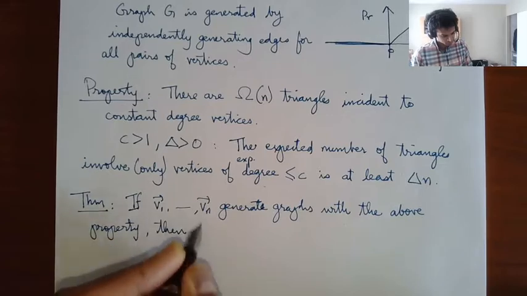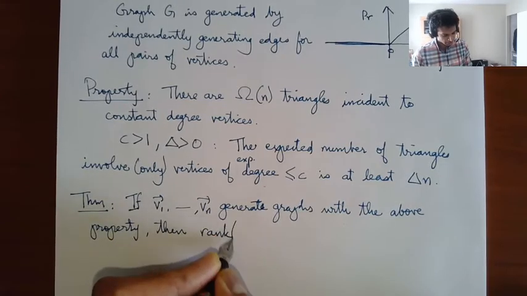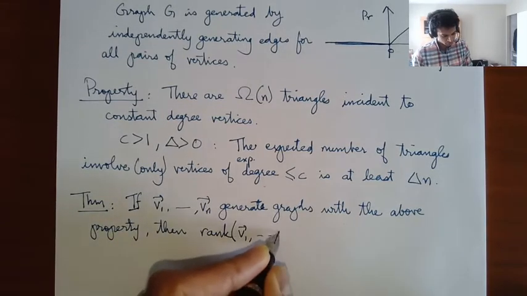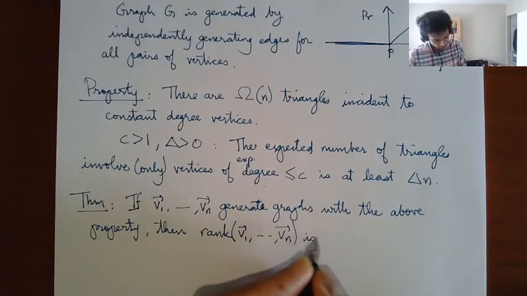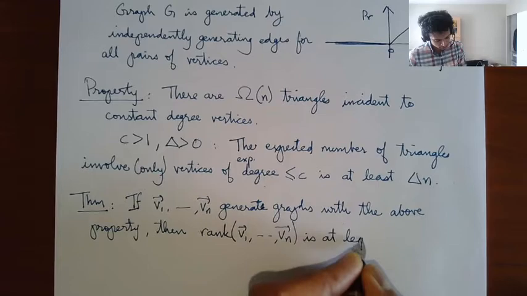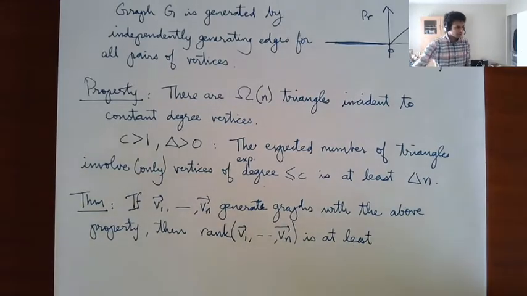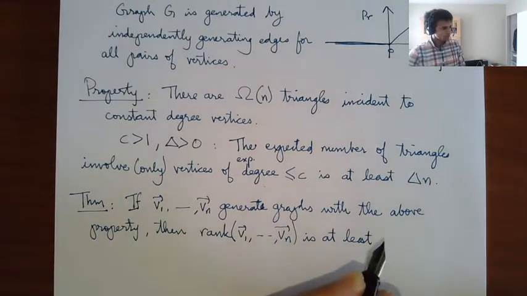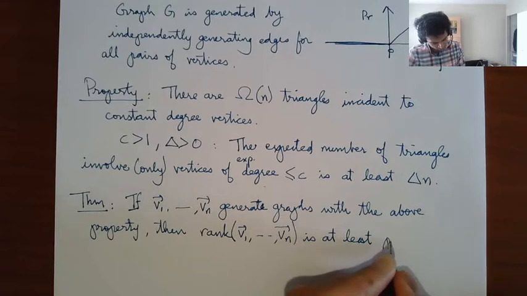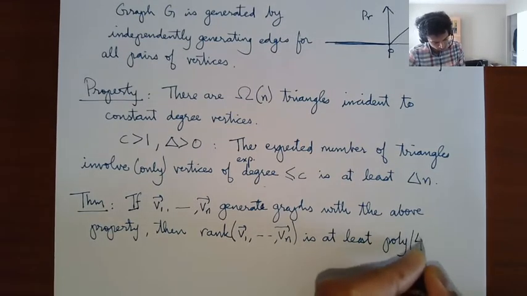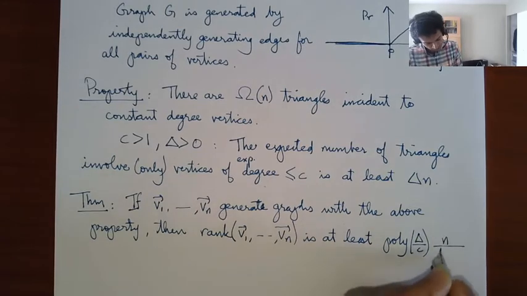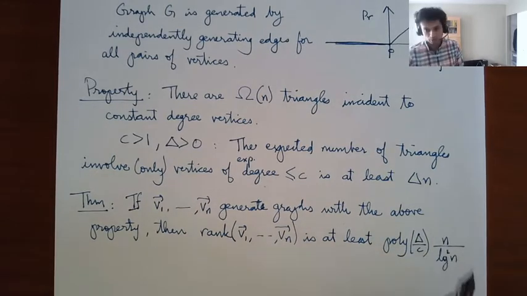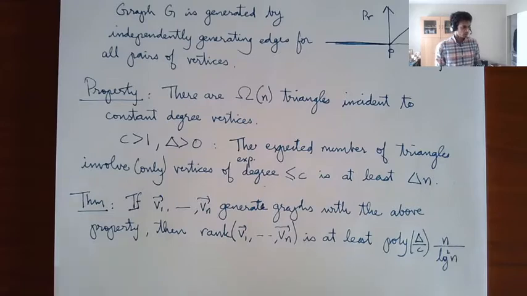then the rank of these is at least, essentially, it's some polynomial in delta divided by c times n divided by log squared of n. Okay, this is what you get.